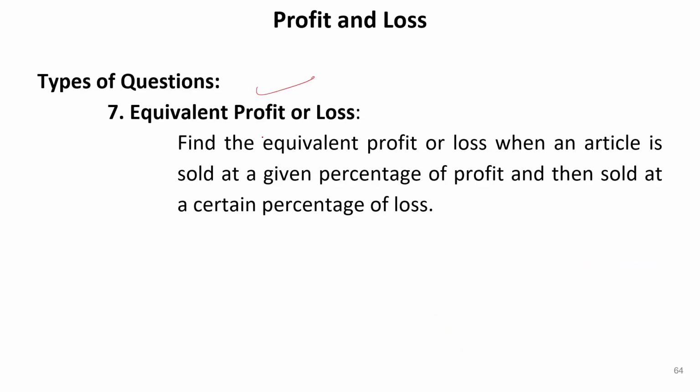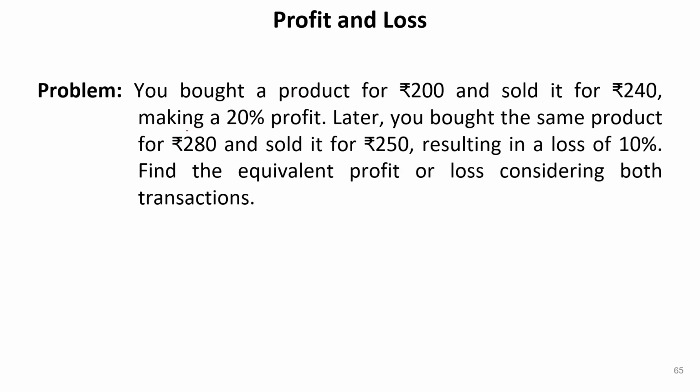So equivalent profit or loss. Find the equivalent profit or loss when an article is sold at a given percentage of profit, then sold at a certain percentage of loss. Okay, this is the sixth kind of question. So let's see a problem on this to get a better grasp of it.